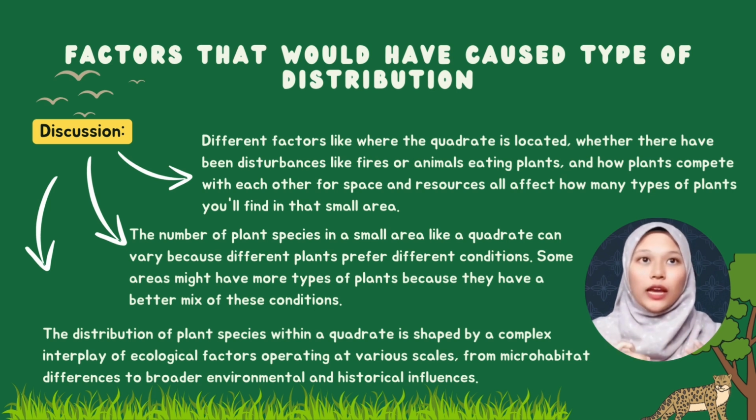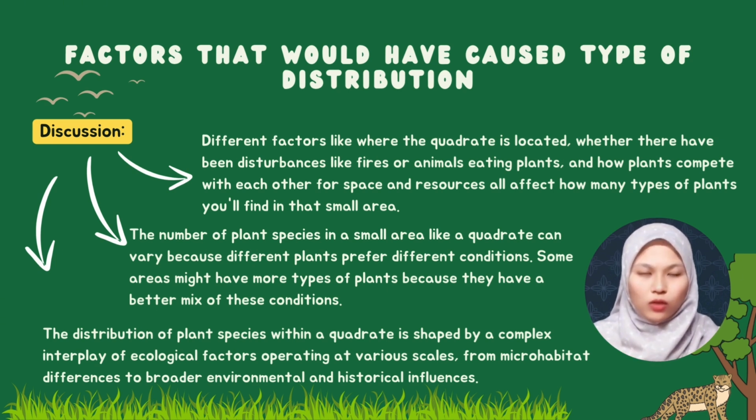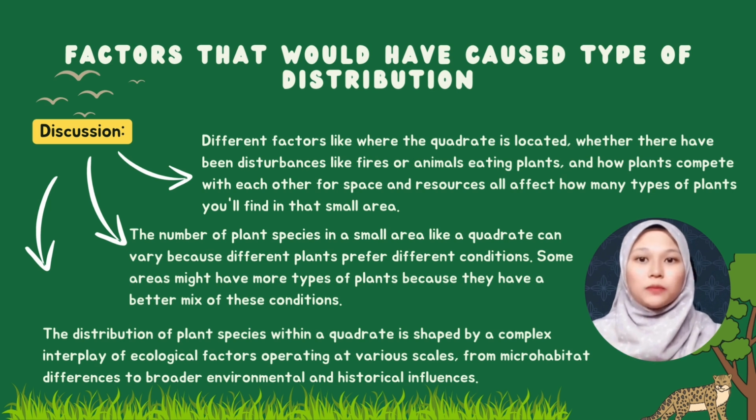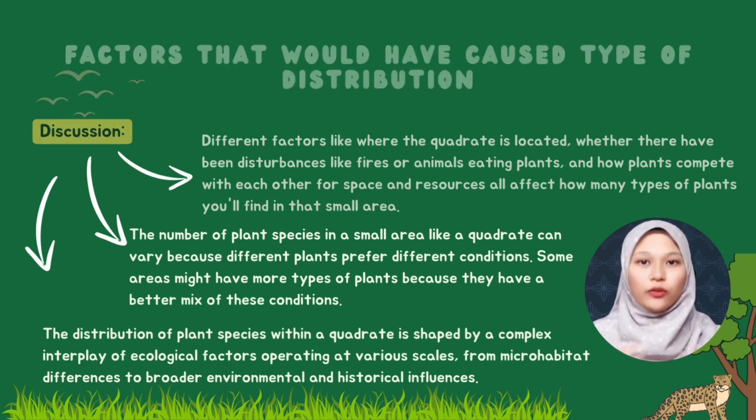Different factors, like where the quadrat is located, how much sun it gets or what the soil is like, whether there have been disturbances like fires or animals eating plants, and how plants compete with each other for space and resources, all affect how many types of plants you will find in a small area.